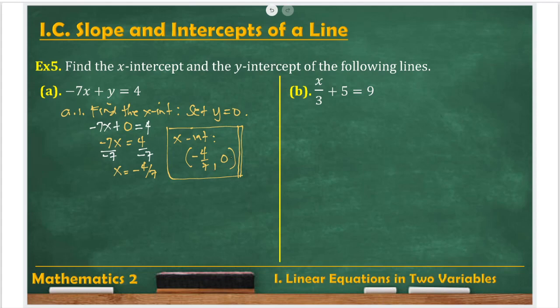So it's the same as covering the y term in the given equation. For example, in this equation, if I want to solve for the x-intercept, then I can simply cover the y term. Okay, so if you remove the y term, you will have the equation negative 7x equals 4. And so we can solve for x, which is equal to negative 4 over 7. So solving for the x-intercept, we just have to cover the y term, because the value of y is equal to 0. So it's like covering the y term of the equation.